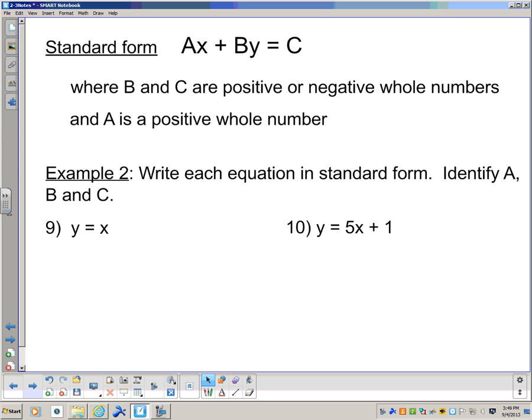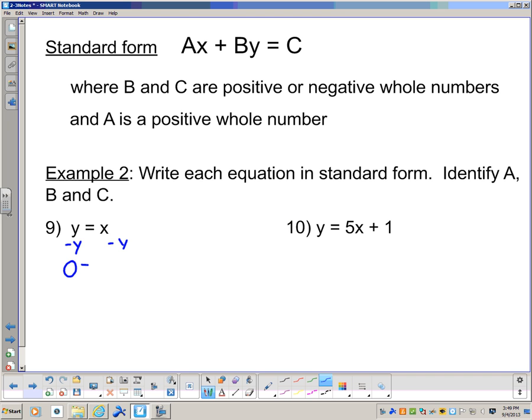So down here, we're supposed to write each equation in standard form and then identify a, b, and c. So we're literally going to say a equals, b equals, c equals, and somehow it's going to be in that form of ax plus by equals c. So let's look at this one. We need to have the x and the y on the same side, but I'm going to bring the y over here because if I bring the x over here, I'm going to get a negative x. A is supposed to be a positive whole number. So I'm going to bring the y over on this side this time.